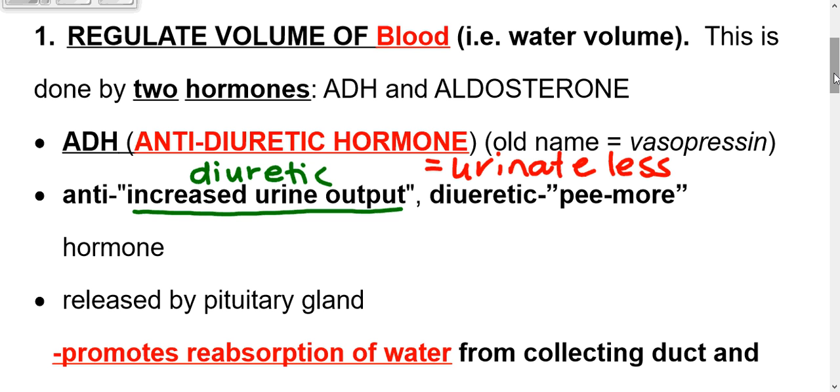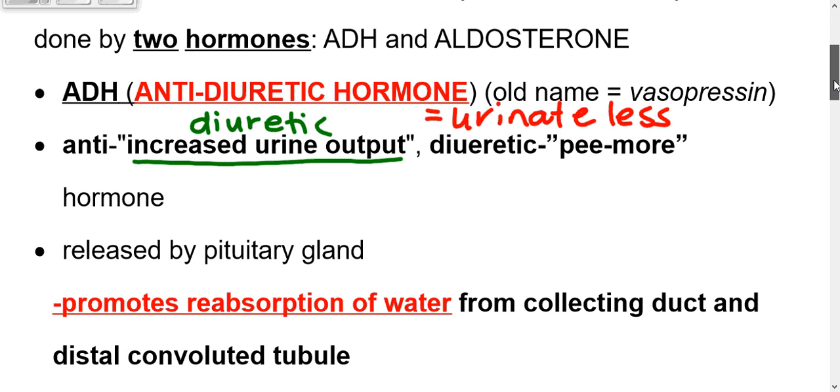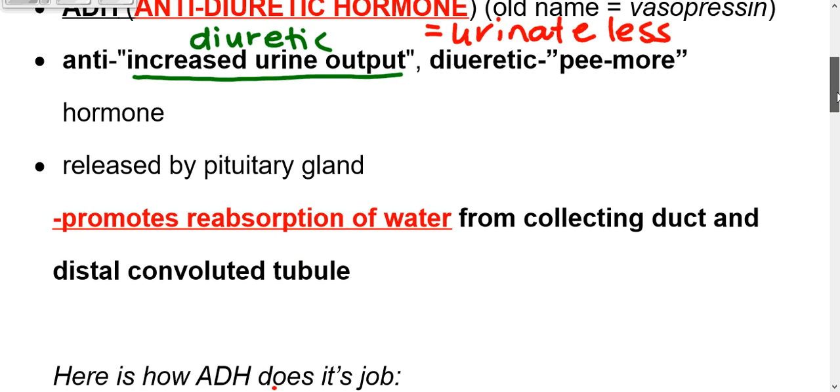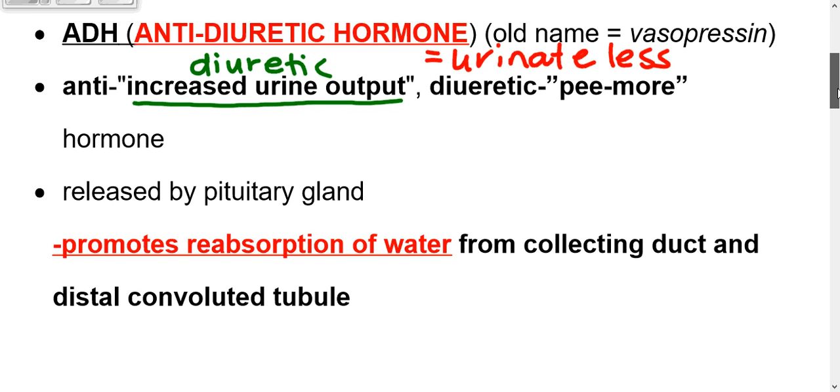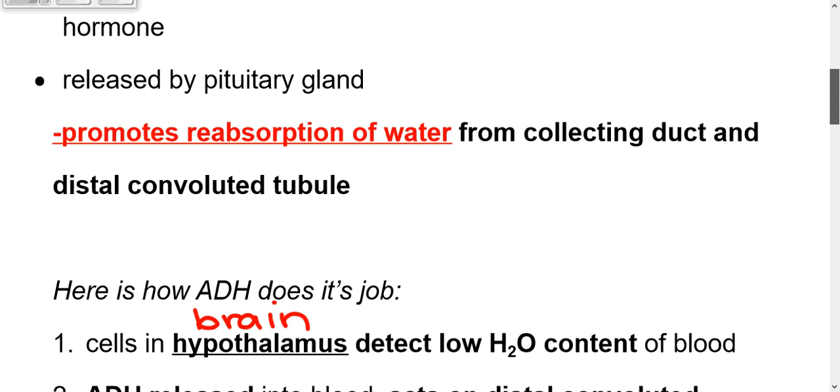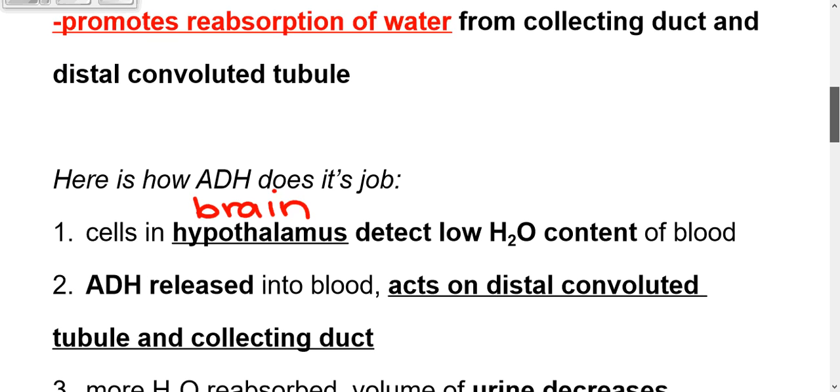It's released by the pituitary gland, which is the master gland in your brain, and it promotes the reabsorption of water from the collecting duct. So your body regulates the blood volume by the blood pressure sometimes. So if your blood volume's low, ADH will be released, and you'll reabsorb more water. You'll have more water in your blood, more blood volume, and then more blood pressure. So it'll reabsorb that from the collecting duct and the distal convoluted tubule.